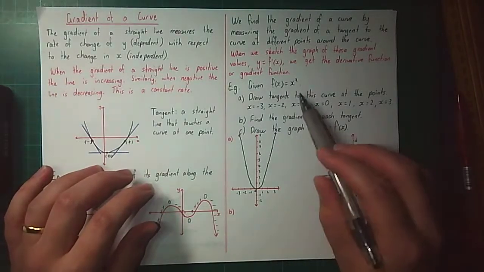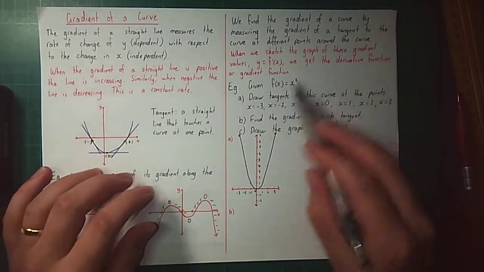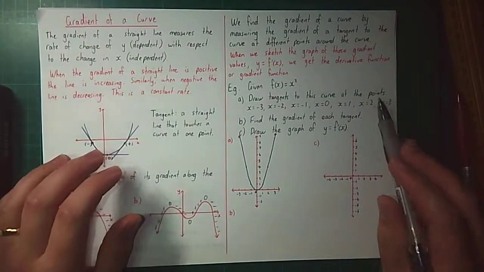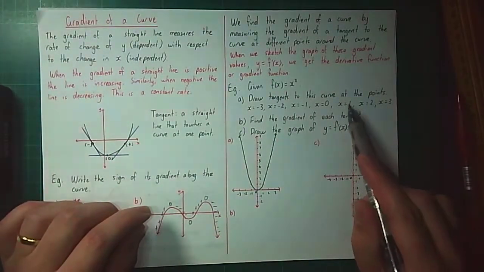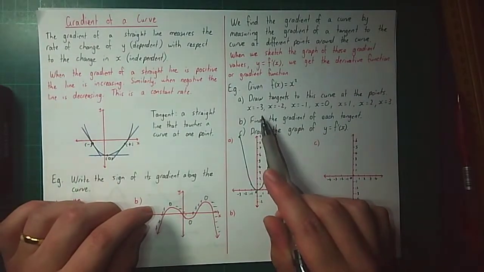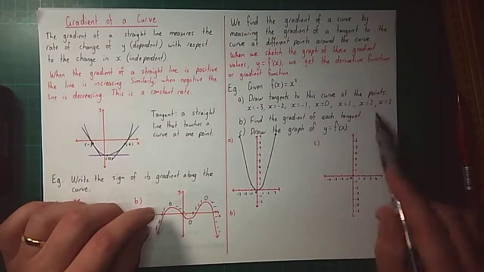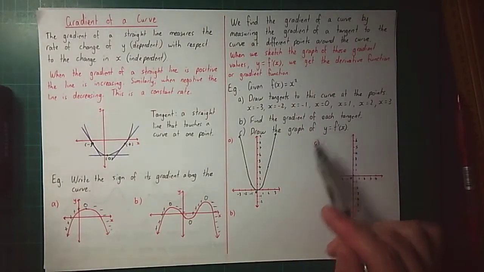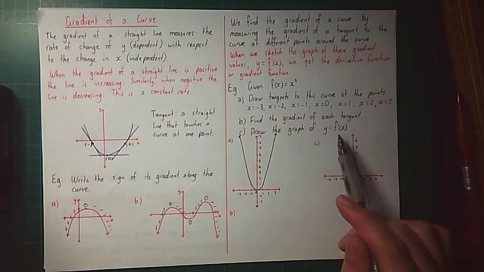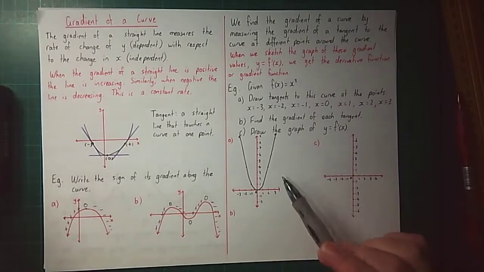Given f of x equals x squared, remember that's kind of saying y equals x squared. So we're used to that. It's going to look like a parabola. It asks us to draw tangents to this curve at the points x equals -3, x equals -2, and so on. Then B asks to find the gradient of each tangent, and then finally draw the graph of y equals f dash x. So we're going to do that too.